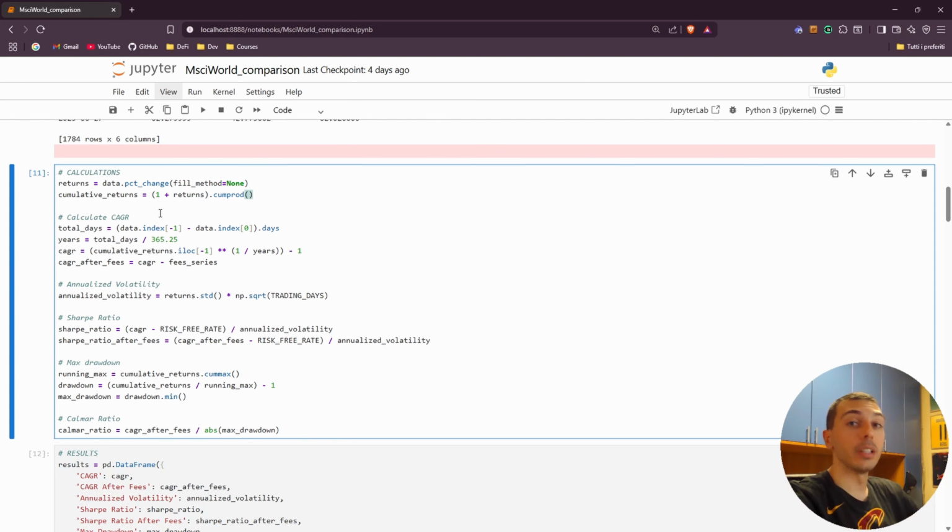The first real indicator we calculate is the compound annual growth rate, or CAGR, which tells us the average yearly return. I think it's the most accurate way to measure how much your money actually grew over multiple years because it considers the power of compounding. We adjust the CAGR by subtracting fees to get net returns.